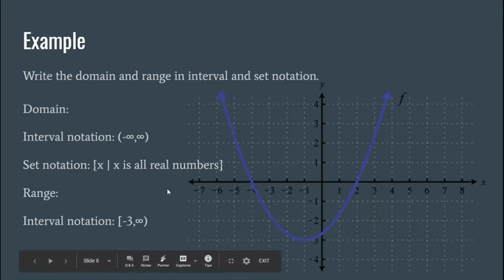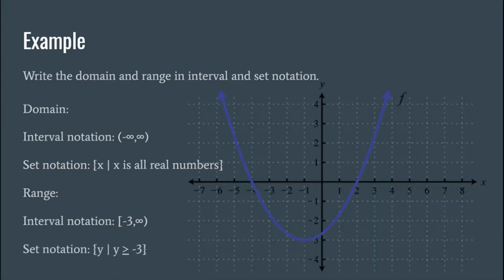Okay, now set notation is going to be like our last couple of examples, where all we're doing is just creating an inequality. So it should look something like this. y such that y is greater than or equal to -3. So starting at -3 keeps going up. Basically, that's all that's saying.